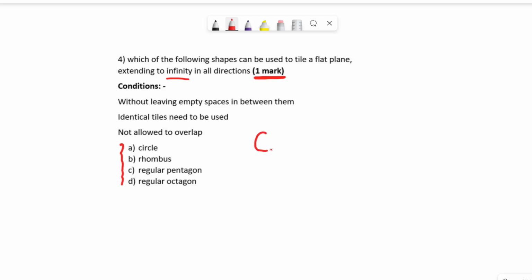For example, if I take a circle here, and a circle here, and a circle here, and if I extend, you can clearly see that there is some empty space here. So what is the condition? The first condition is without leaving empty spaces in between them. So circle cannot be the answer. Even a regular pentagon and a regular octagon, if you draw them and try to solve this question, you cannot get the answer because these two shapes also give us empty spaces.